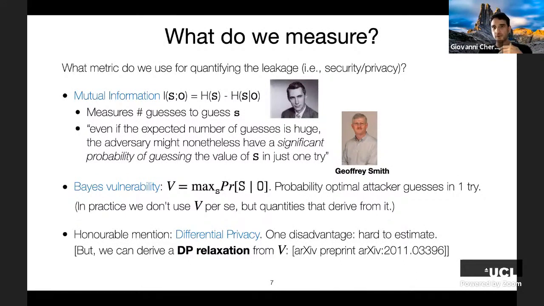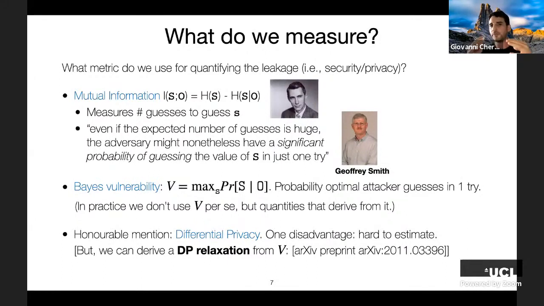Differential privacy is, of course, a great metric for the leakage of a channel. It does come with some issues, which some of you will be aware of. It is very strict, so it does impact utility in practice. But I'm going to try and not go into that discussion. One disadvantage it has is that it is very hard to estimate.